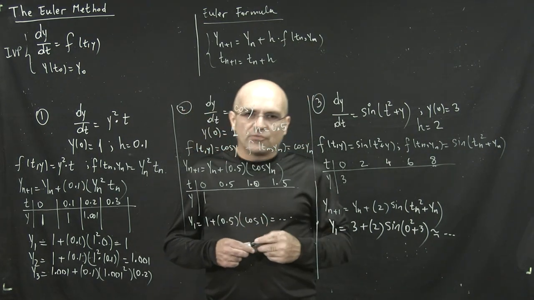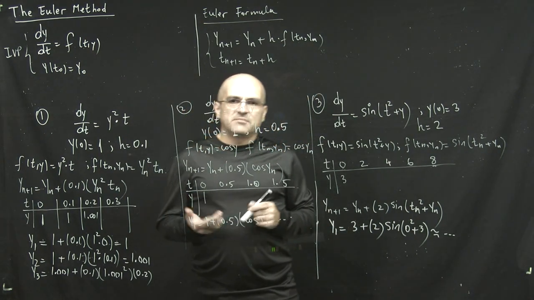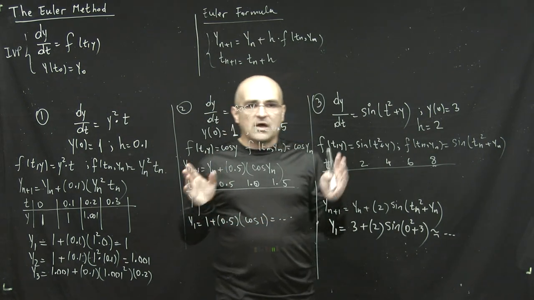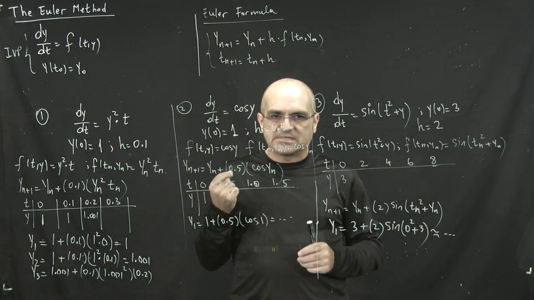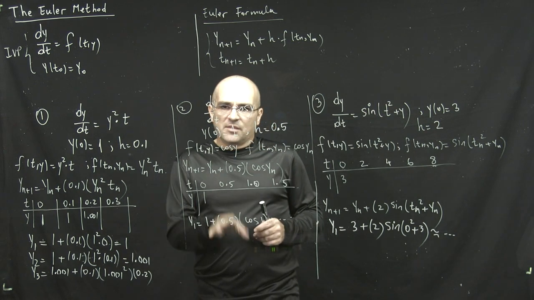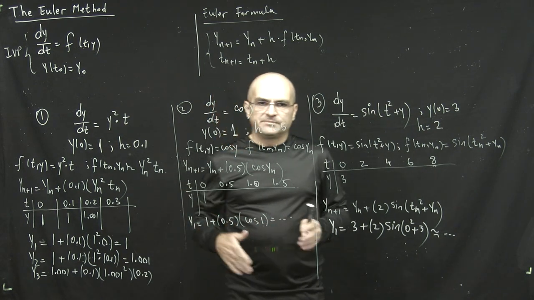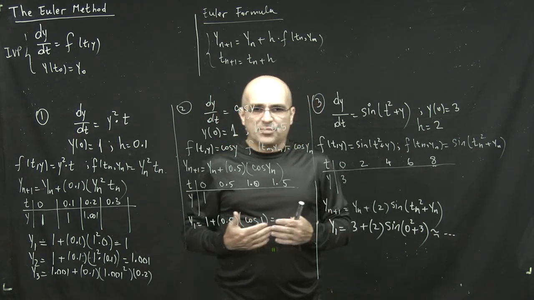So that's all for today. This is the approximated method of solving differential equations. So for now, you know an exact method, which is the separation of variables, and then an approximation method, which is the Euler method. We're going to start chapter 2 pretty soon.